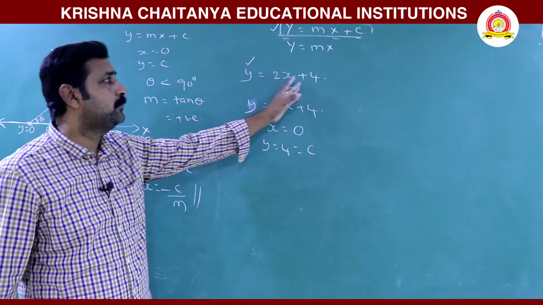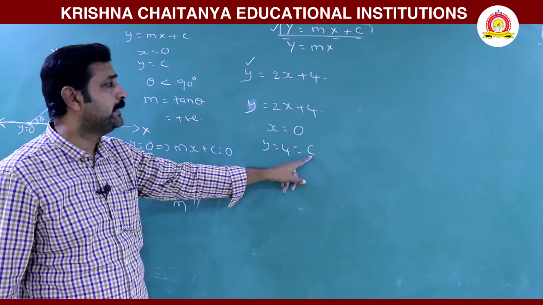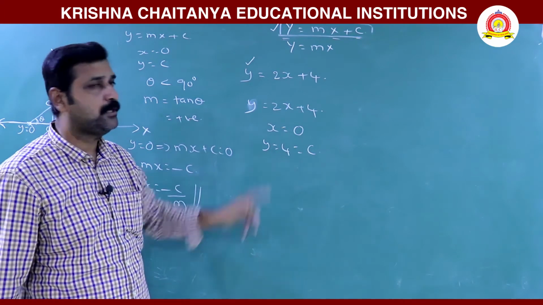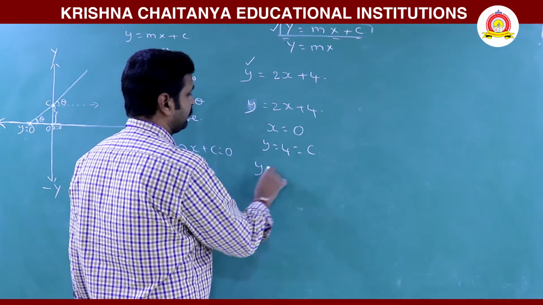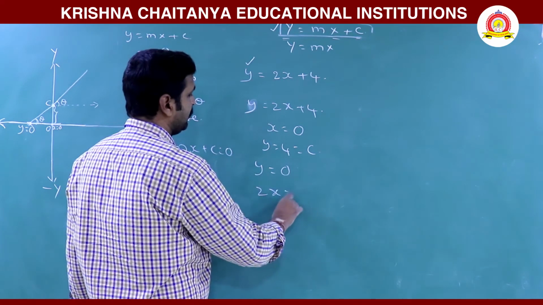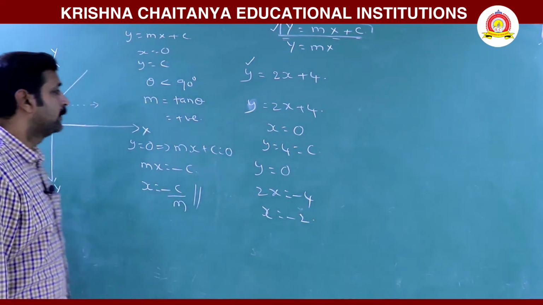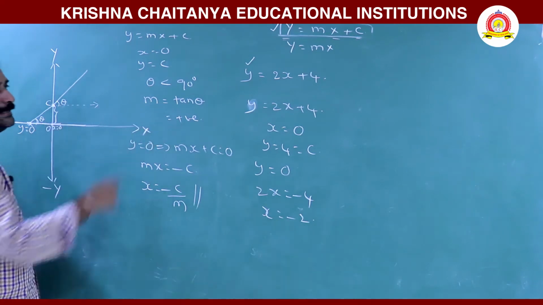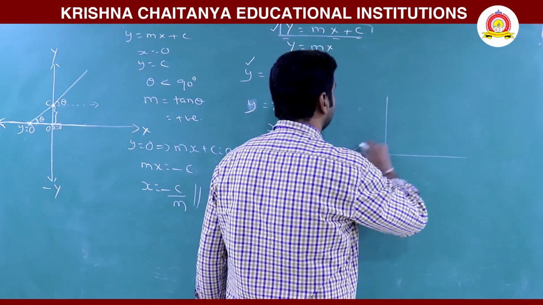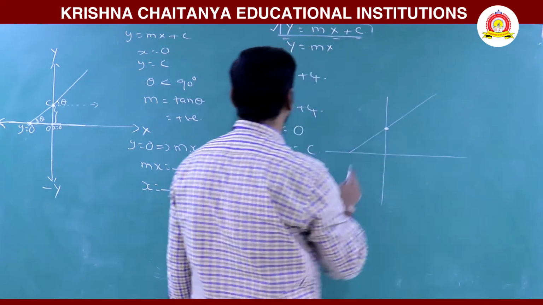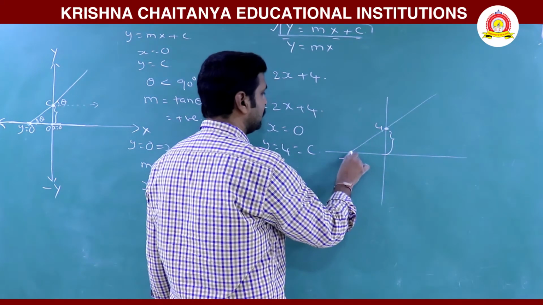When you take y is equal to 2x plus 4, when x is 0, you have the y intercept, which is 4, that is y is equal to 4. When y is 0, 2x is equal to minus 4, x is equal to minus 2. That means for this example, we can draw the graph like this. This is the y intercept, which is c is 4, and x is minus 2.